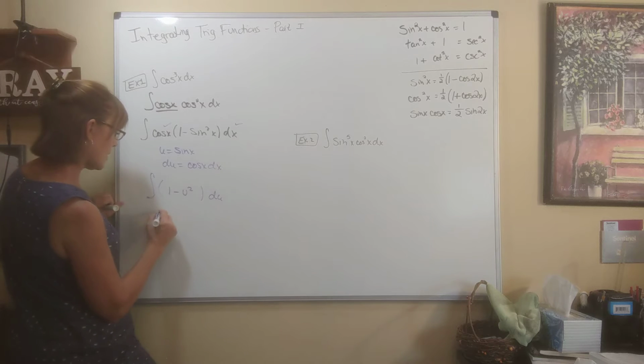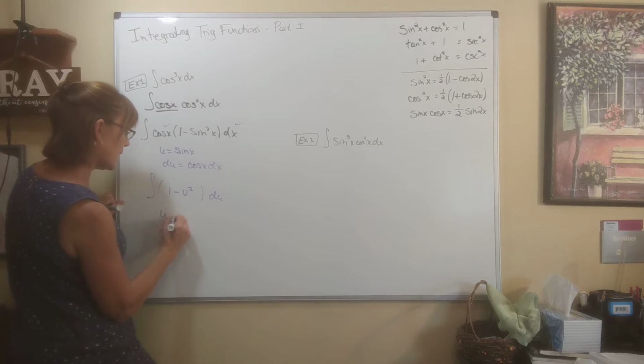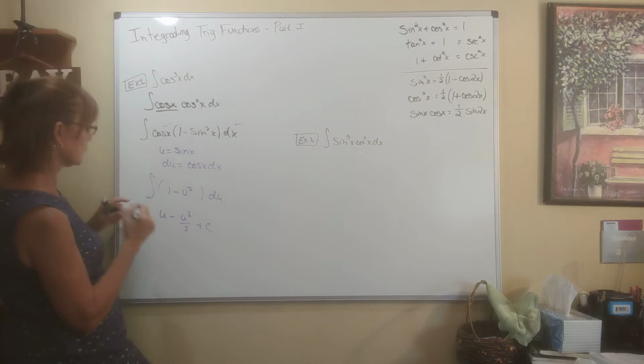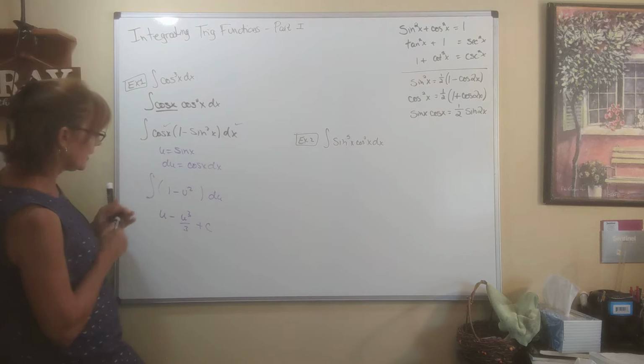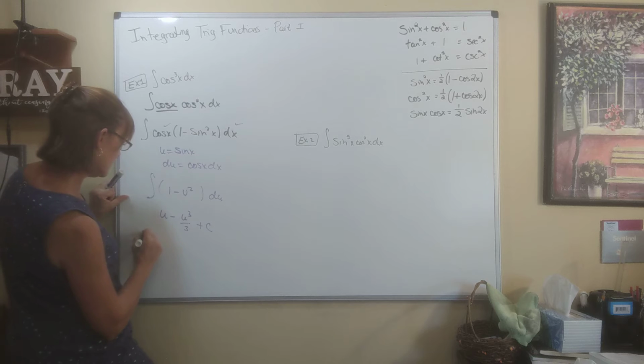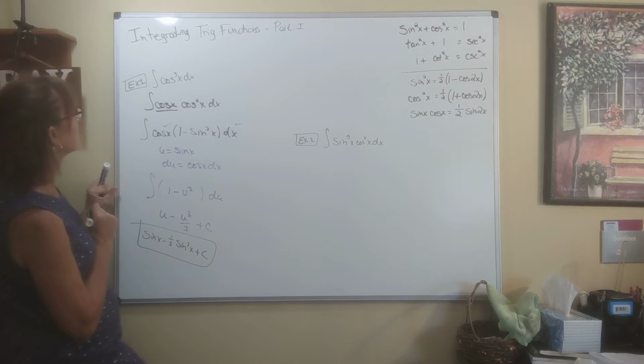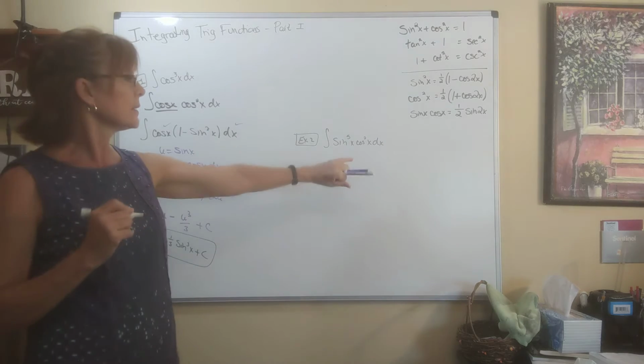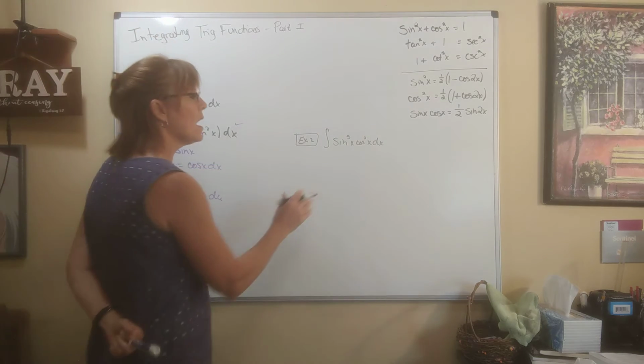The integration of 1 would be u minus, this is going to be u cubed over 3 plus a constant. Put everybody back in terms of the original variable. We get sine x, that's what u was, sine x minus 1/3 sine cubed of x plus a constant. All right, that's the first example. Let's do this one right here.